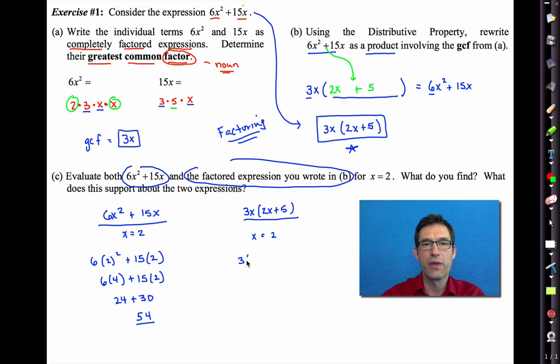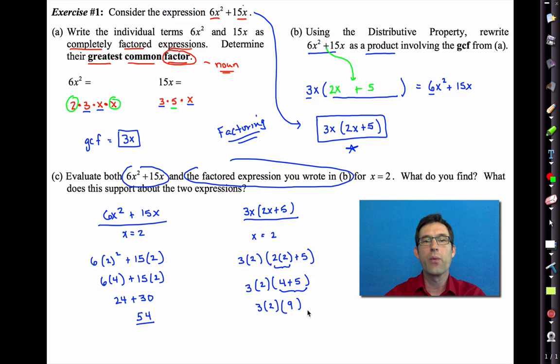Well, we'll get 3 times 2 times 2 times 2 plus 5. Sorry about all the parentheses here. I'm going to do this first. 2 times 2 is 4. All right, then we'll get 3 times 2. Now I'll do this addition. Of course, 4 plus 5 is 9.